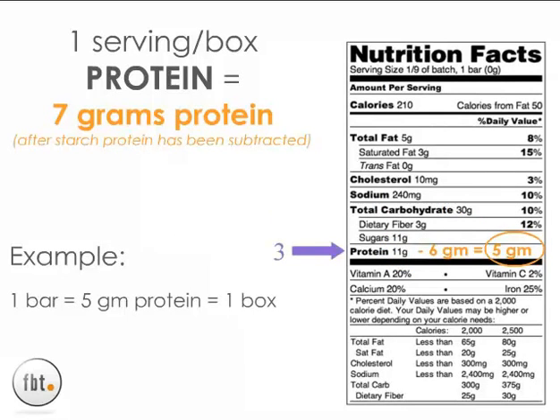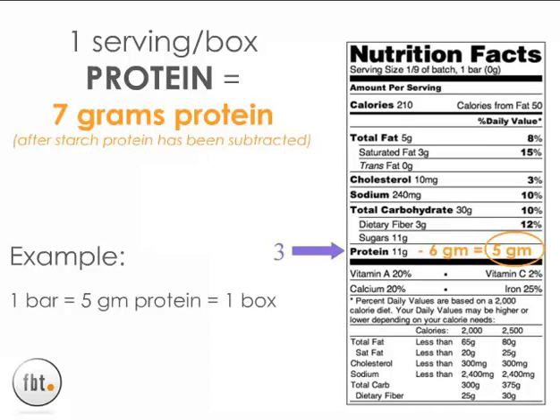1 serving or 1 box of protein does equal 7 grams of protein, but remember, as you see in the parentheses, this is after the starch protein has been subtracted. So looking at the food label, the protein starts with 11 grams in the 1 protein bar, but I'm going to subtract out my starch protein first, and that's the 6 grams, which leaves me with 5 grams of protein left. If I eat the 1 bar, for 5 grams of protein, that's pretty close to 7 grams, so I'm going to round that up and count it as a full serving or a full box of protein.